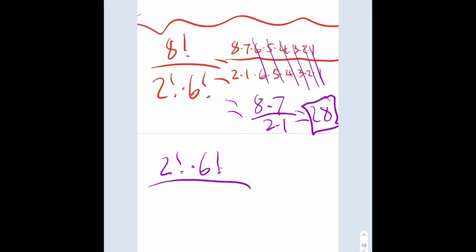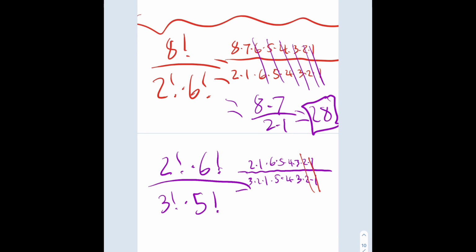Next, 2 factorial times 6 factorial, all over 3 factorial times 5 factorial. So again, 2 times 1. You can do 1 times 2 or 2 times 1. The order of multiplication doesn't matter. I just like working backwards, but it really doesn't matter if you want to do 1 times 2 times 3 times 4. And then we have 3 times 2 times 1 times 5 times 4 times 3 times 2 times 1. When I'm going through, I'm canceling out what I can. I'm going to get 6 over 3, which equals 2.